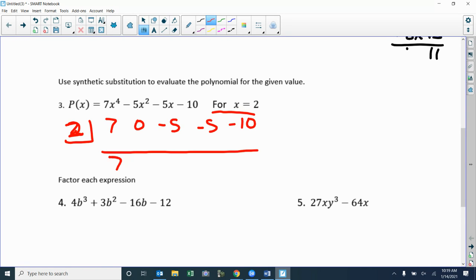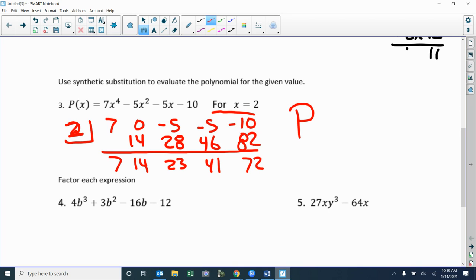All right, bring down 7, 7 times 2, 14, that gives me 14 there. 14 times 2 gives me 28, which gives me 23 here. 23 times 2 gives me 46, which puts me at 41. 41 times 2 gives me 82. That puts me at 72.